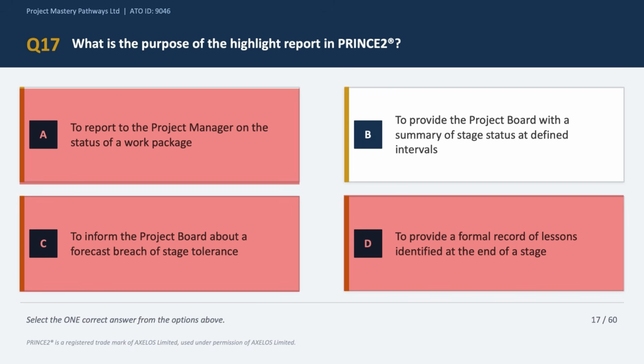Now option B says to provide the project board with a summary of stage status at defined intervals. Now this looks like the correct answer choice to me because the highlight report is the periodic update from the project manager to the project board. It keeps the board informed without pulling them into the daily management of projects. So the correct answer is option B.